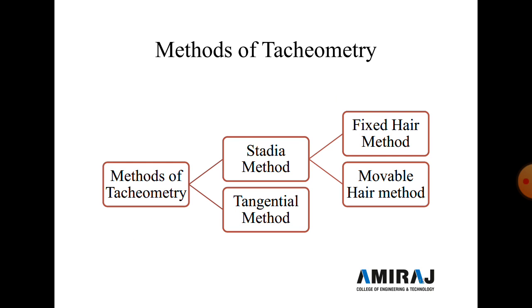Now next is the methods of tachometry. There are two main methods of tachometry. First is the stadia method and second is the tangential method. We generally use the stadia method in routine work. The stadia method is also divided into two parts. First is the fixed hair method and second is the movable hair method.